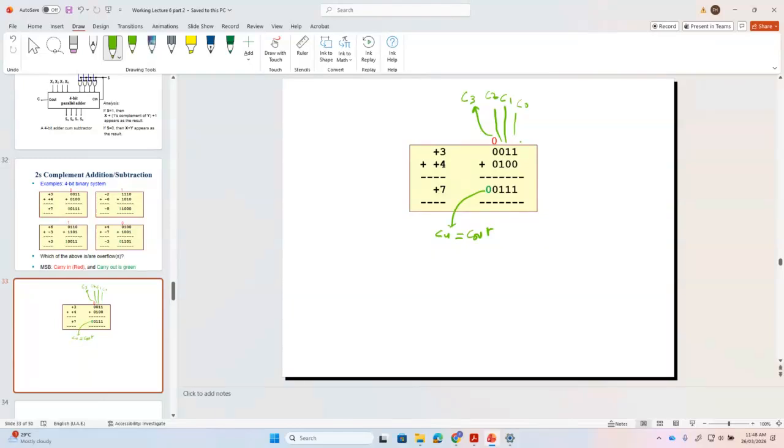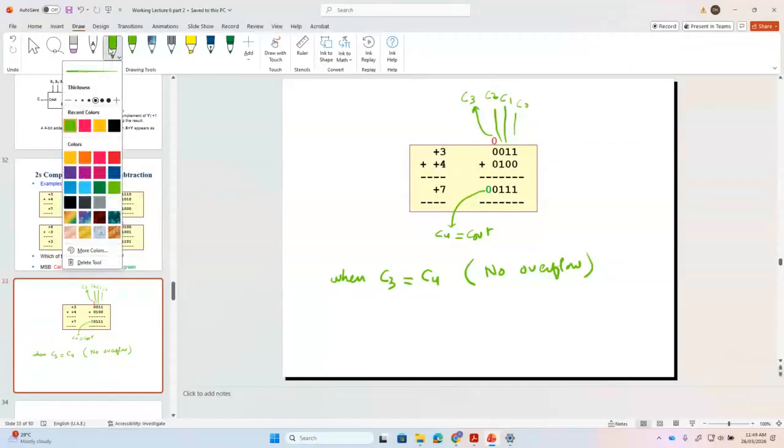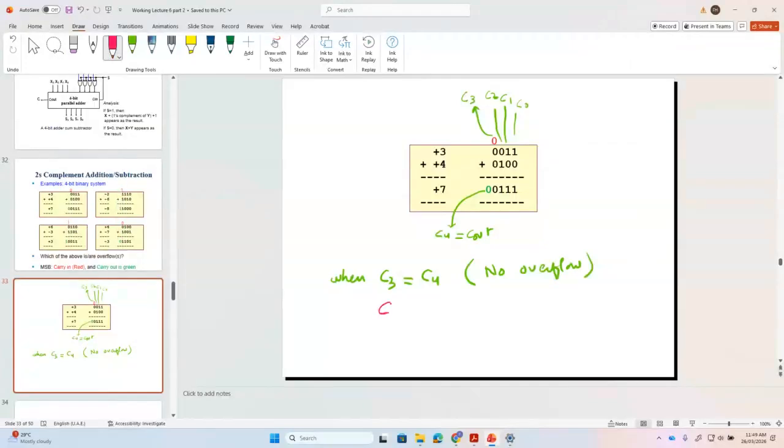Now there are two possibilities. When C3 is equal to C4, overflow or no overflow? Help me. No overflow. And when C3 is not equal to C4, what does it mean? Overflow.